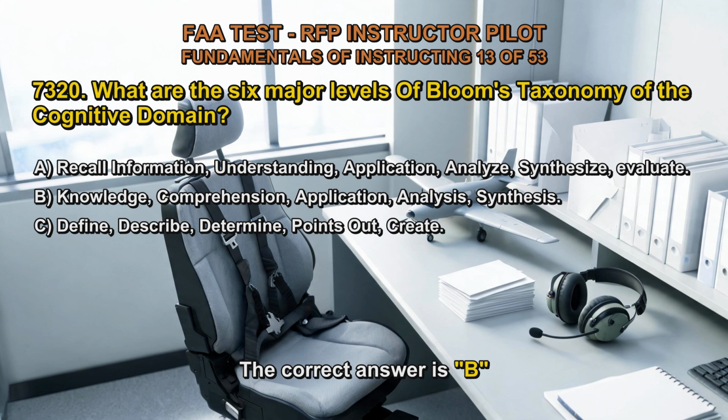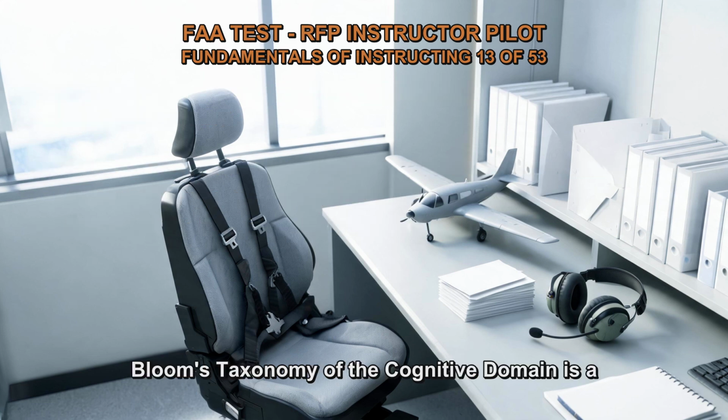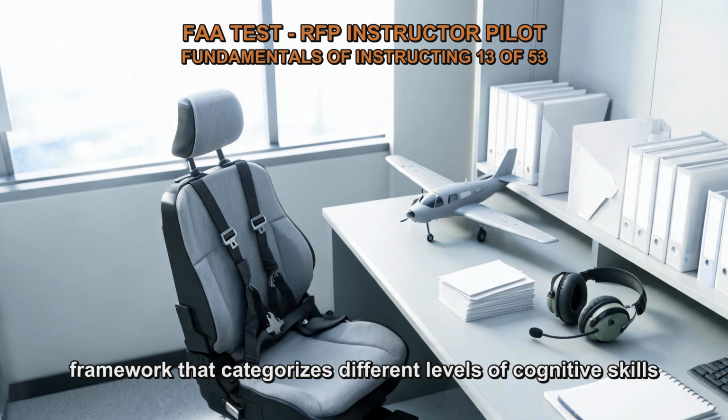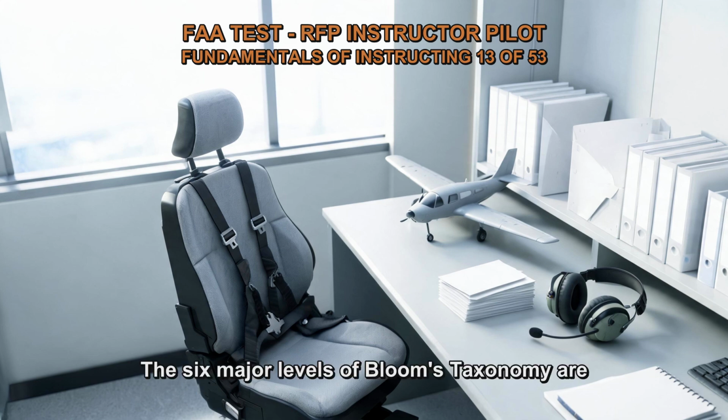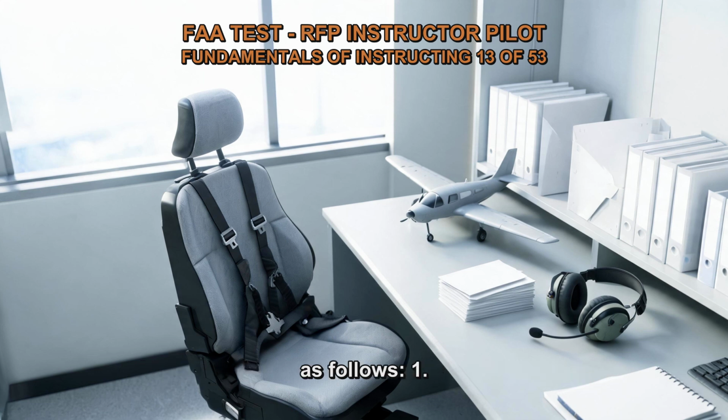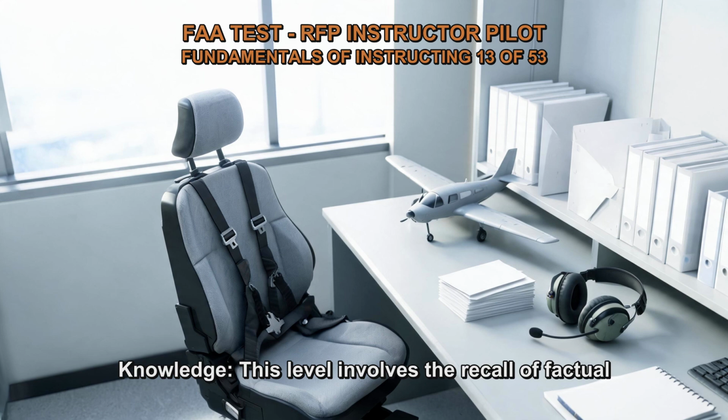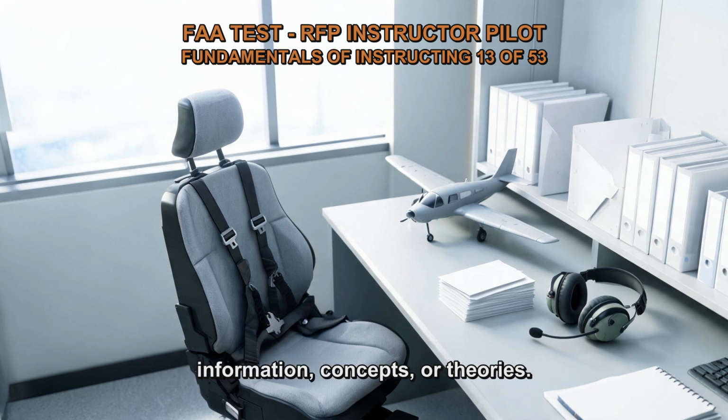The correct answer is B. Bloom's taxonomy of the cognitive domain is a framework that categorizes different levels of cognitive skills and knowledge acquisition. The 6 major levels are as follows. 1. Knowledge. This level involves the recall of factual information, concepts, or theories. It focuses on the ability to remember and recognize previously learned material.